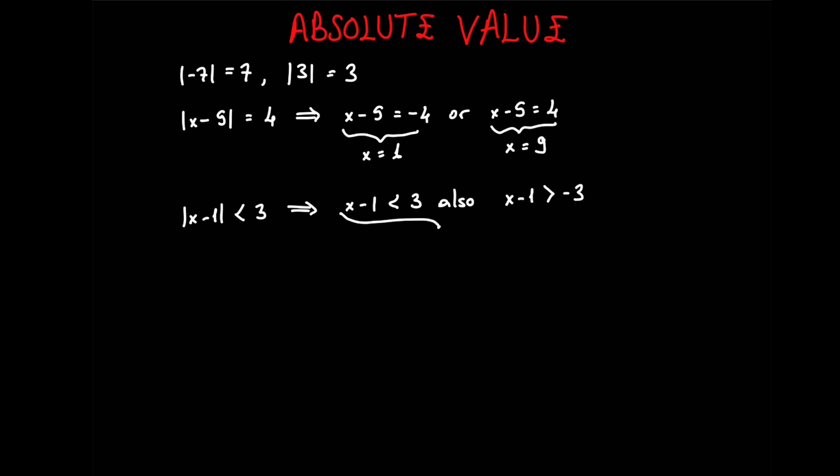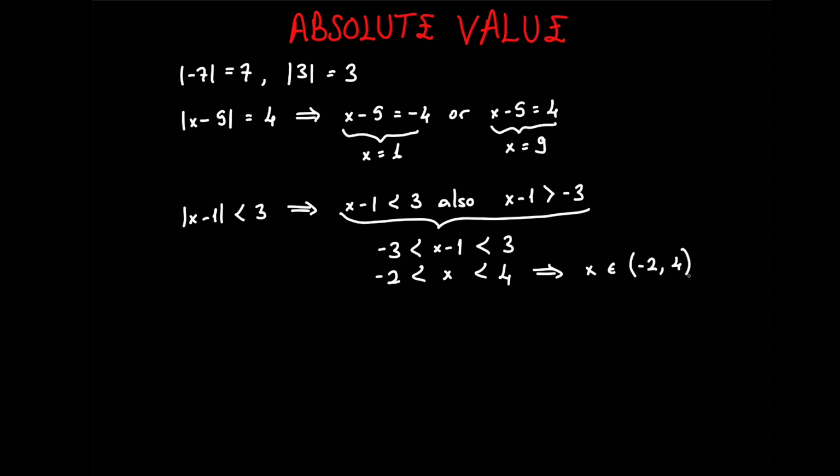So from these two conditions, we see that minus 3 is lower than x minus 1, which is lower than 3. So I add 1 to all sides of this inequality and I get minus 2 is lower than x, which is lower than 4. So x can be any value from minus 2 up to 4.